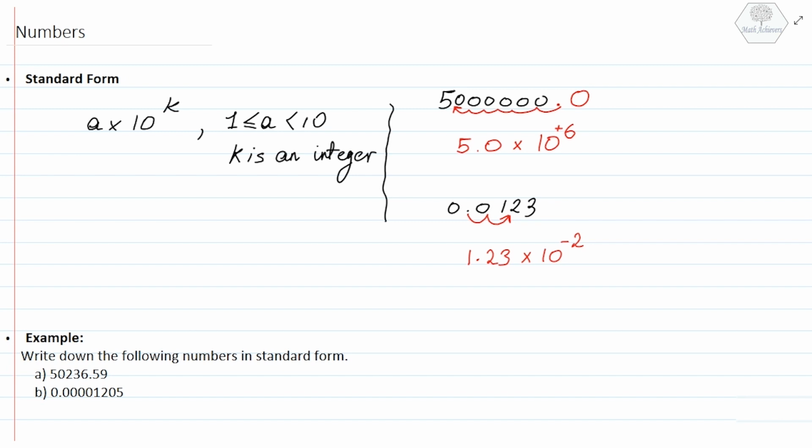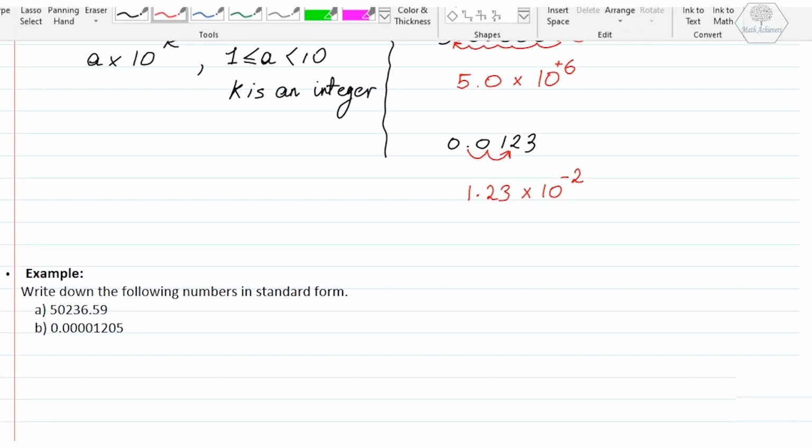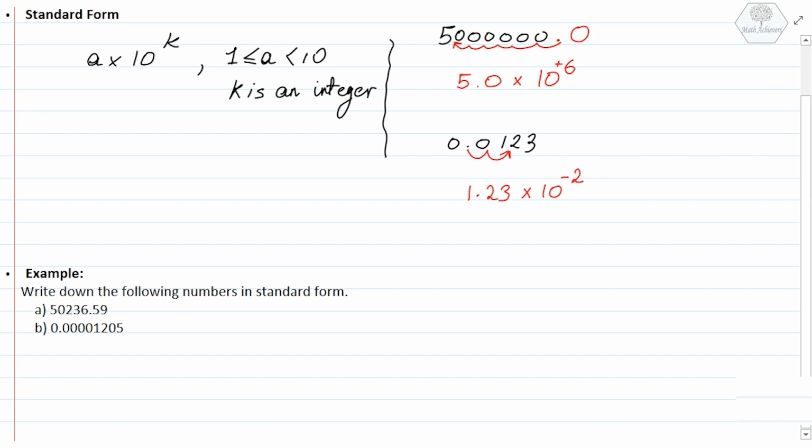Now, let's have an example. Write down the following numbers in standard form. The first number is 50,236.59 and the other is a very small number. Now let's write them.